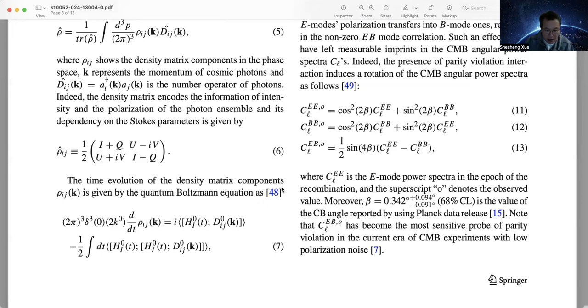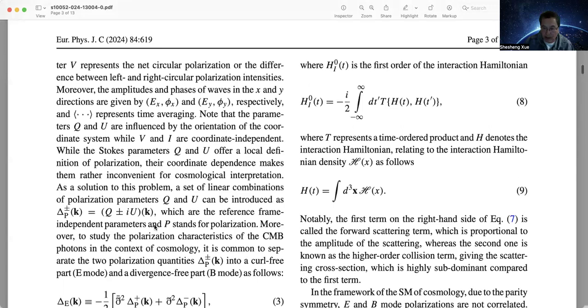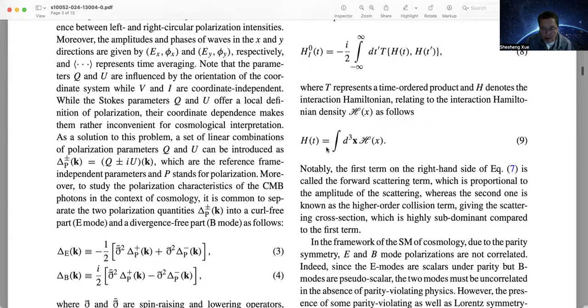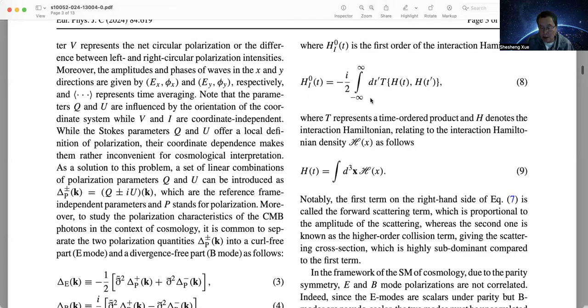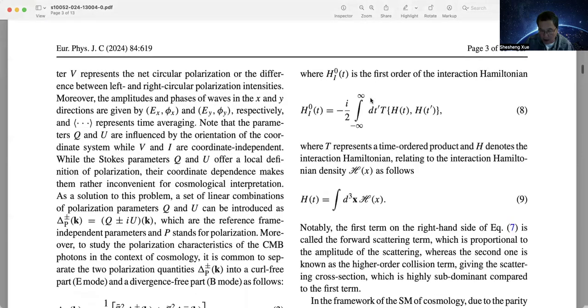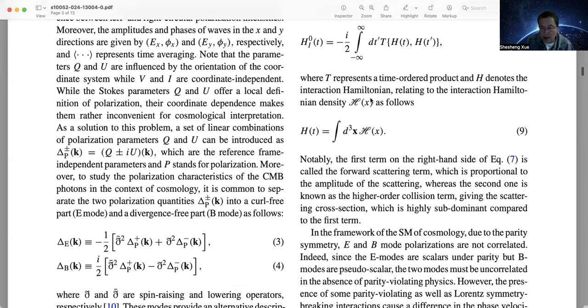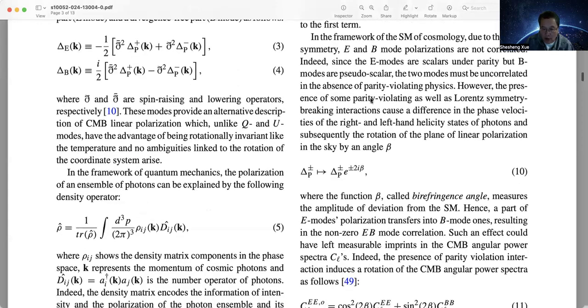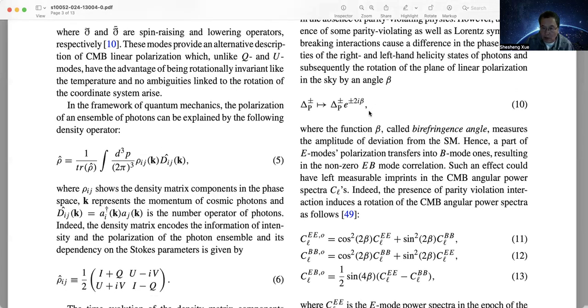So all these references are clearly cited in the paper. Once we know the density operator in the polarization space, we really can have all the information about the polarization, circular polarization, and Faraday birefringence angles. This quantum Boltzmann equation is coupled with the interacting Hamiltonians. So we have to solve this quantum Boltzmann equation to find beta, the Faraday rotating angle of the linear polarization frame, which indicates the birefringence angle and measures it.